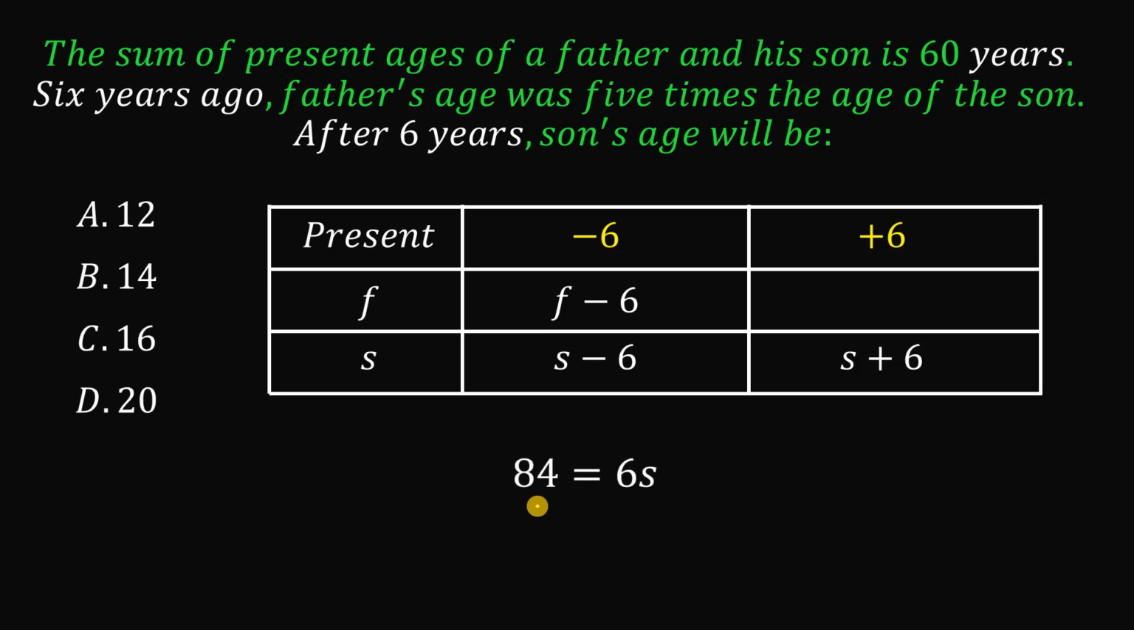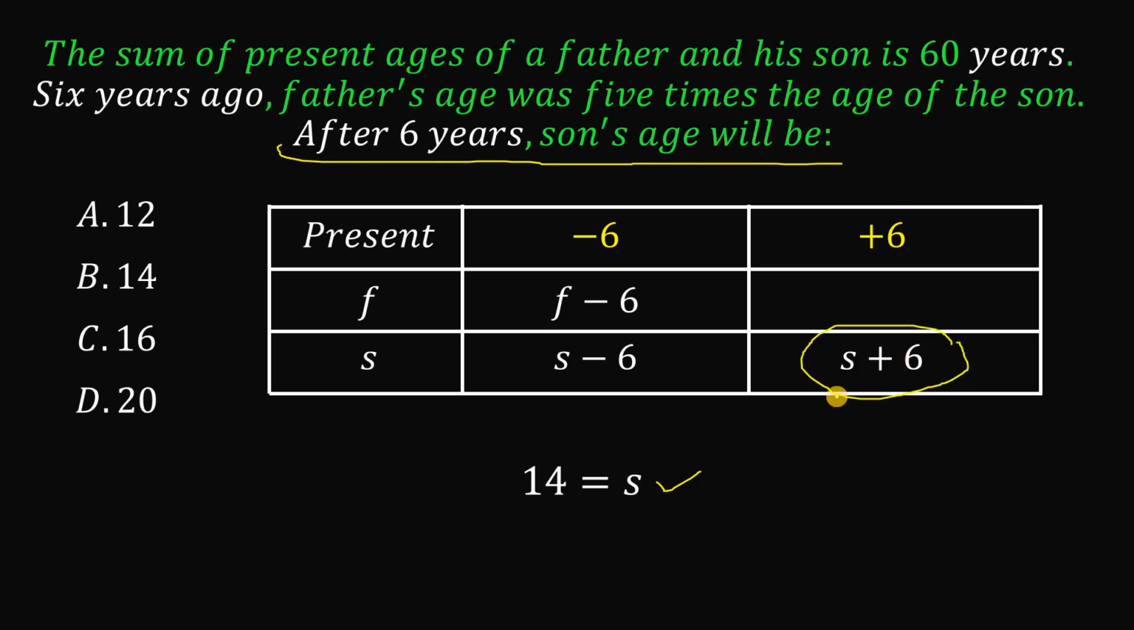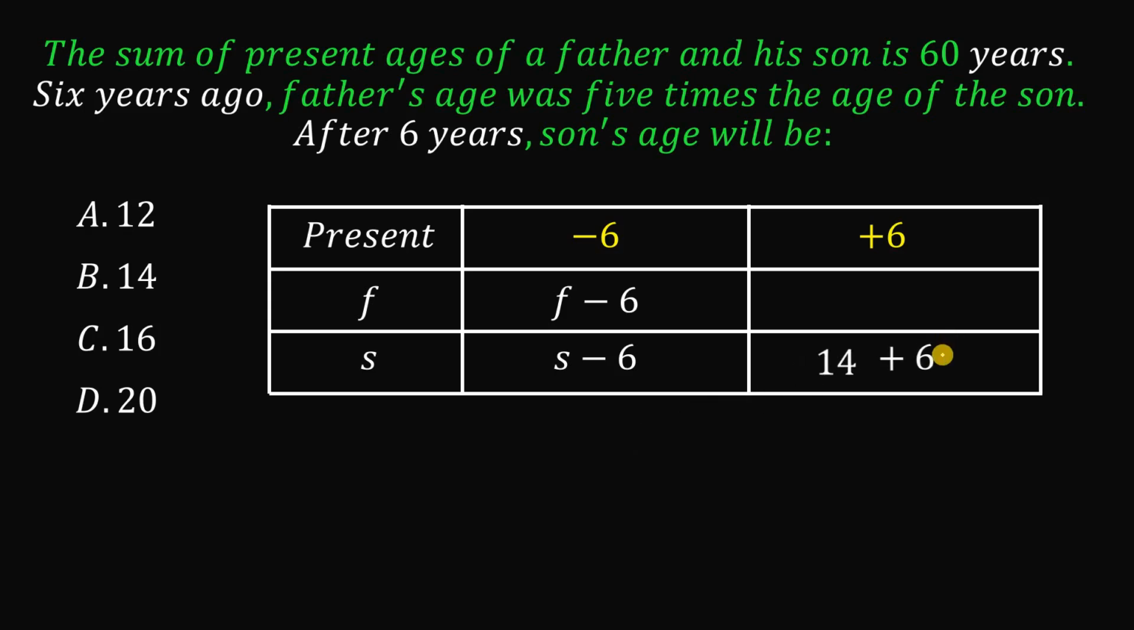So, we have 60 plus 24 is 84. Divide by 6 on both sides. 84 divided by 6 will give us 14. So, the present age of the son simply equals 14 years old. The question: after 6 years, the son's age will be. So, we need to replace the S with 14. And 14 plus 6 simply equals 20 years old. And this is our answer for this question, or simply letter D.